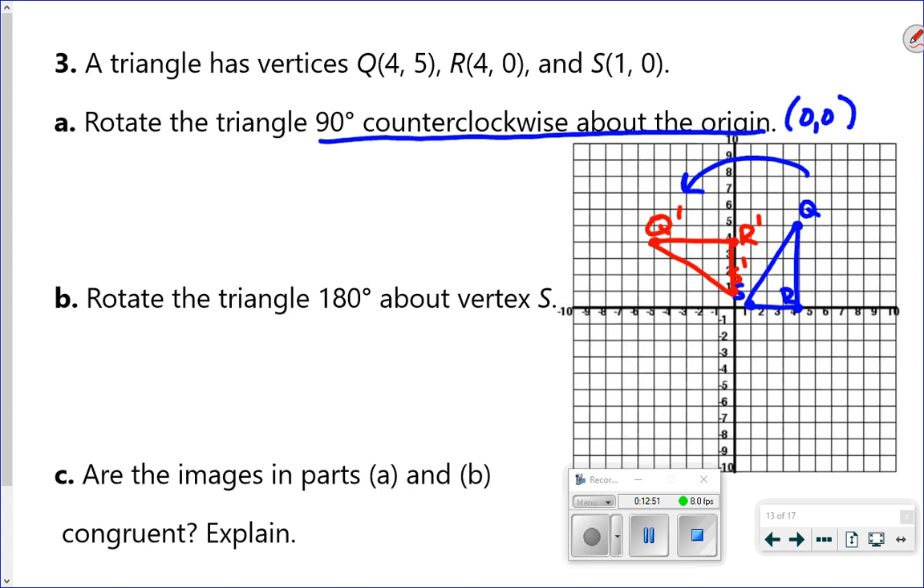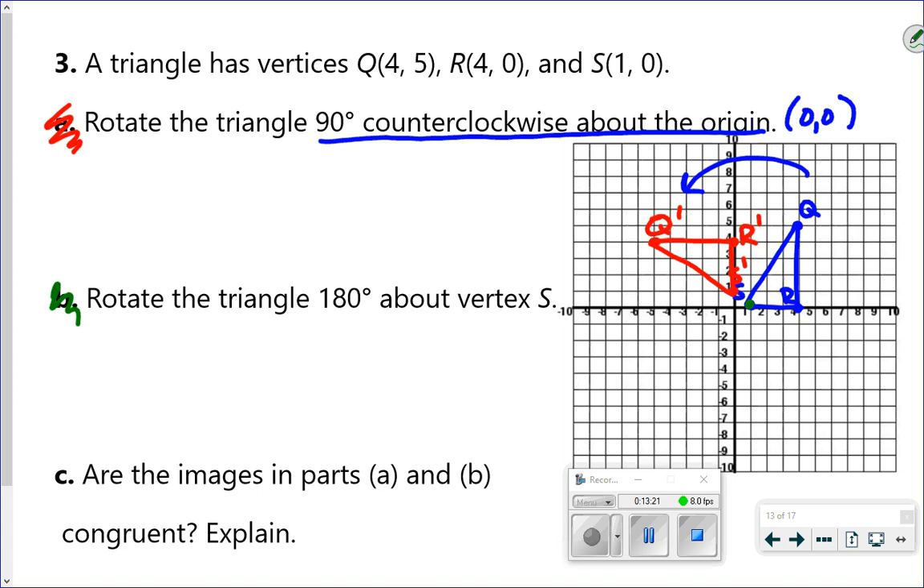Okay, so then I'm going to look at my next one. So B says rotate the triangle 180 degrees around vertex S. So for A, I'm just going to circle this in red here. That was my red triangle. Now I'll do it with green. So B is going to be my green triangle on here. Rotate it 180 degrees around vertex S. So vertex S is this one right here. It's going to stay the same. It's my Q and my R that are going to rotate.